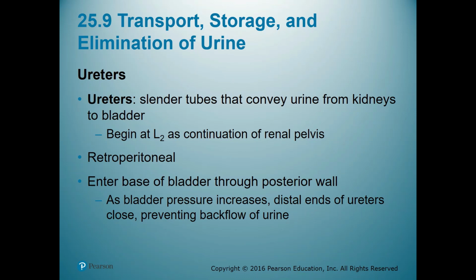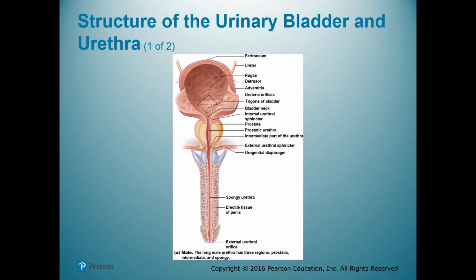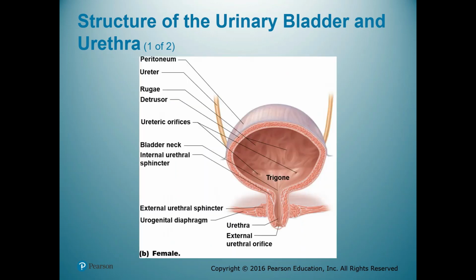This is obviously male. Take note of the sphincters. We have an internal sphincter and an external sphincter. External sphincter here, internal sphincter here. And then down here is our urethral orifice. This is our urethra. And then female: the urethra is much smaller, but still we have an external sphincter and an internal sphincter. So here's our external sphincter and then our internal sphincter.